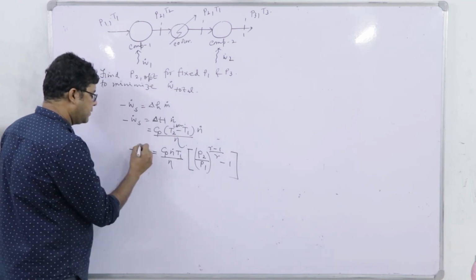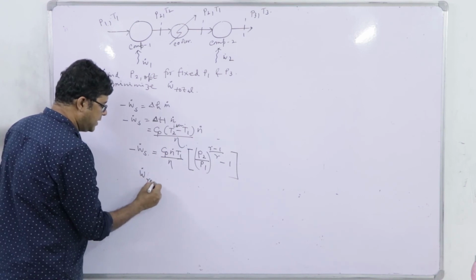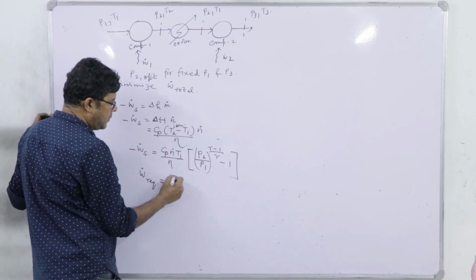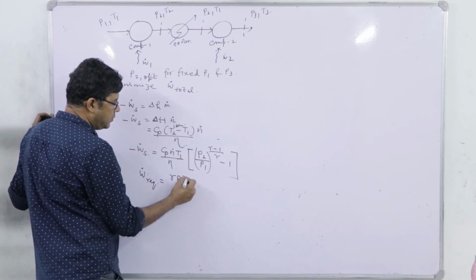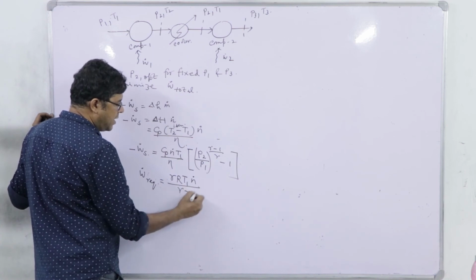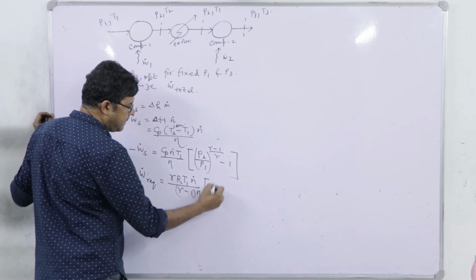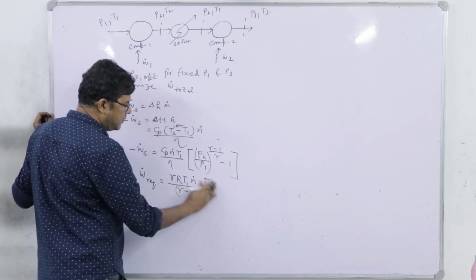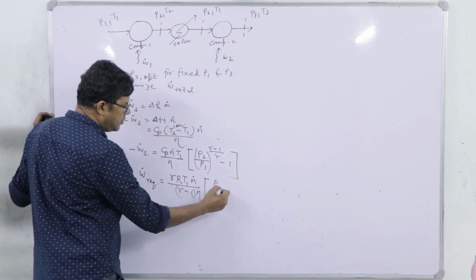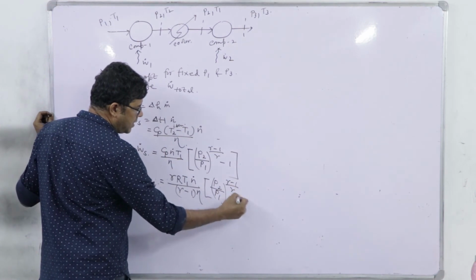So that is minus W dot S. So W dot required is gamma into R into T1 into N dot, divided by gamma minus 1 into eta, into P2 by P1 to the power gamma minus 1 by gamma, minus 1.